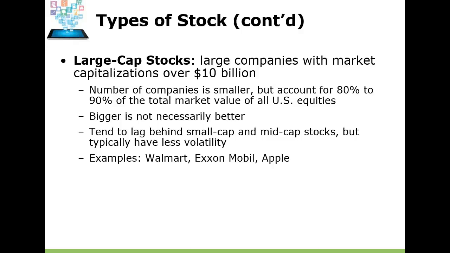The large caps, these are the big companies that represent almost 80 to 90% of the total value of all the stock markets. They're a smaller amount of these companies, but their valuation makes up a majority of the U.S. stock market. But bigger isn't necessarily better because it's sort of like turning the Titanic. These companies are slow to move. It's hard for them to double sales when you have $500 billion in sales. How do you go to $1 trillion in sales?